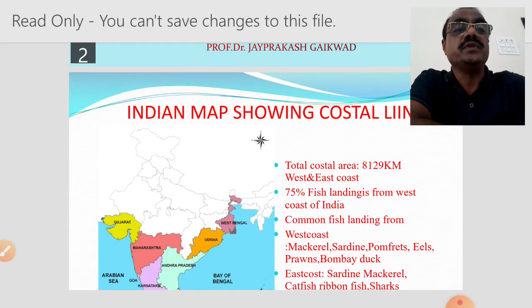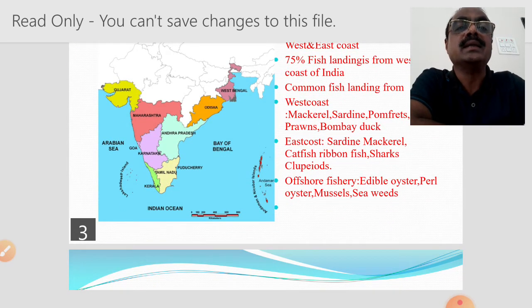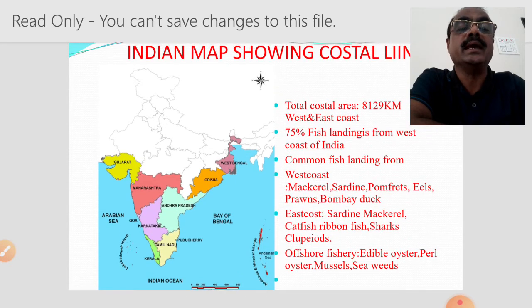Before starting the fishery, I would like to give some important information regarding the coastal lines. India has very vast coastal lines on three sides. On the west coast, India has the Arabian Sea. On the east side there is the Bay of Bengal, and toward the southern part there is a large ocean called the Indian Ocean.